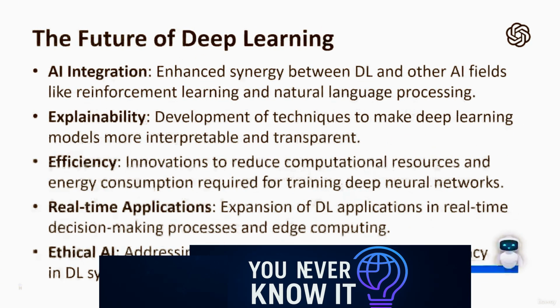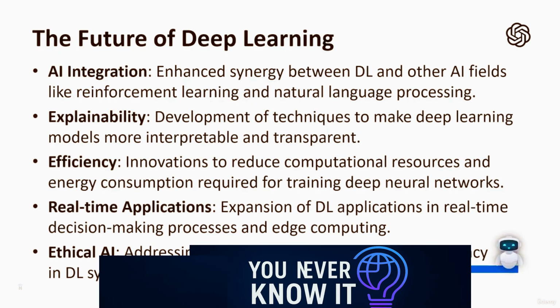So, the future. AI integration: enhanced synergy between DL and other AI fields like reinforcement learning and language processing, for bug fixing, day-to-day activities, creating source code and creating web pages. Yes, AI integration is a part. Explainability: development of techniques to make deep learning models interpretable and transparent, more transparent when required, so that when you apply and understand the concept, you can get it and apply it.